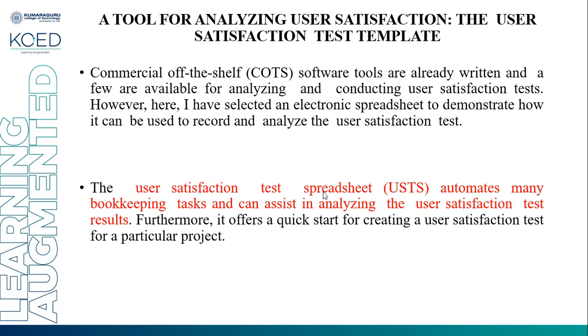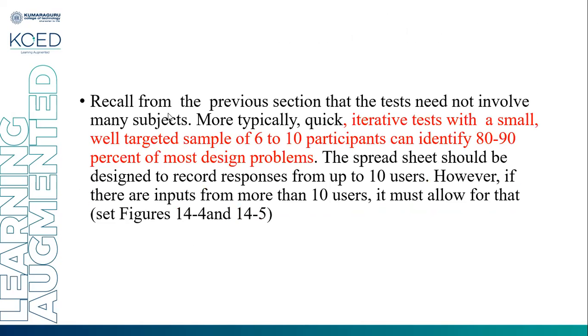The user satisfaction test spreadsheet, USTS, automates many bookkeeping tasks and can assist in analyzing the user satisfaction test results. Furthermore, it offers a quick start for creating a user satisfaction test for a particular project.